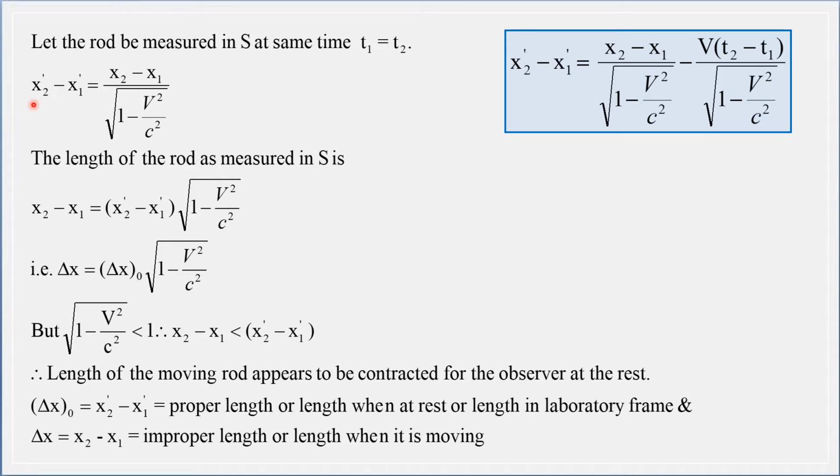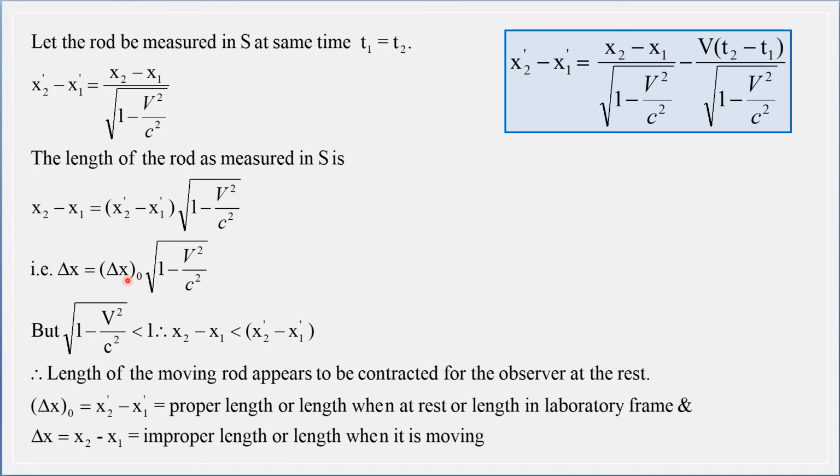And what you get is x2 dash minus x1 dash equal to x2 minus x1 divided by root of 1 minus v square by c square. Now, the length of the rod as measured in the first frame is x2 minus x1. So it is equal to x2 dash minus x1 dash times root of 1 minus v square by c square. Now, instead of writing x2 minus x1, the length of the rod as measured in the first frame, we write delta x. So delta x is the length of the rod measured with respect to the first frame, and x2 dash minus x1 dash is the length of the rod measured in the second frame. Now we write delta x suffix 0 because in the second frame the rod is at rest. In the first frame it is moving.